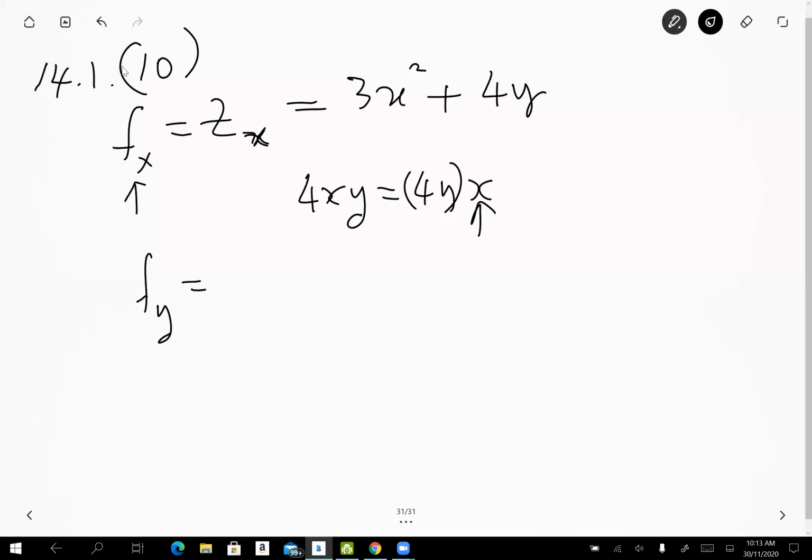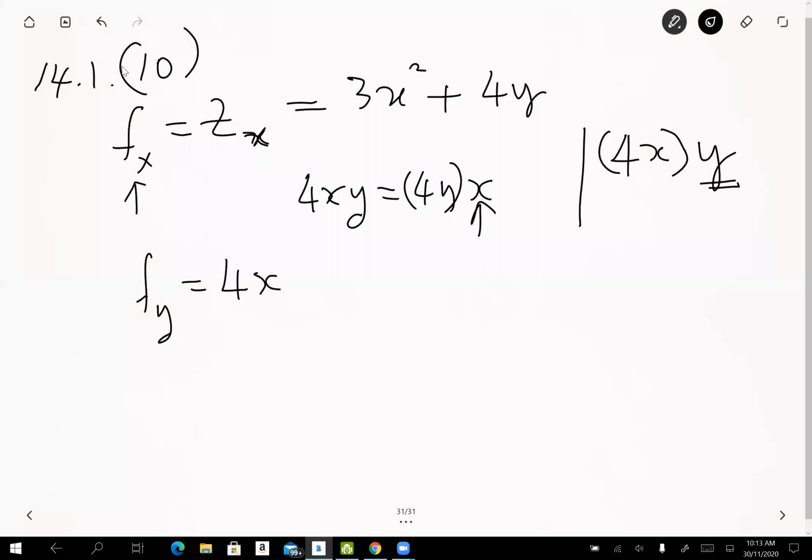Again here, you get 4xy. You want to take the derivative with respect to y. So the x now becomes a constant, just a coefficient of the y. The thing that you're going to differentiate is y. So y to the power of 1, what do I get? I get y to the power of 0. So that would be 4x.